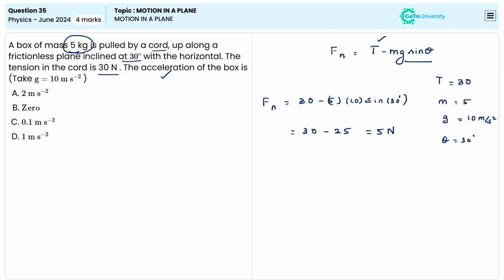Now, we have a value of net force and we have a mass as well. So, based on Newton's second law, we can write F is equal to ma, and from this, we can write acceleration is equal to force divided by mass. When we apply the values here, 5 Newton divided by 5 kg, we will get the answer of 1 meter per second square. So the correct answer for this question is option D.